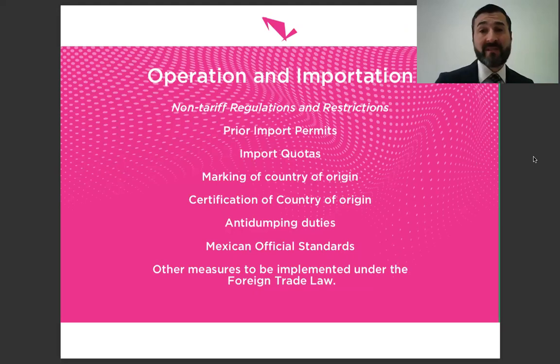Mexican official standards, a huge issue also. This is something that we have to observe and comply with, because regulations will be based on this. Planting of the seeds will be based on new Mexican official standards. These are specific rules or regulations that are applicable when manufacturing or selling these types of products into Mexico. So this is something huge, and something we have to keep a close eye on. The next, please.